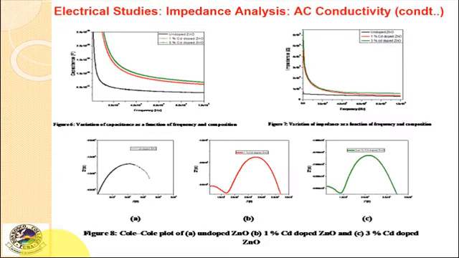The plots of frequency versus capacitance and frequency versus impedance of undoped and Cd-doped samples of ZnO are shown in figures 6 and 7 respectively. In both these figures, it is found that the capacitance or impedance decreases with frequency, but the values are higher for greater doping concentrations. The Cole-Cole plots of the undoped and doped samples are shown in figure 8. It is observed that there are two semicircular arcs for each of the doped samples, which suggests the dominance of grain boundary resistance over the grain resistance, as shown in figure 8b and c.